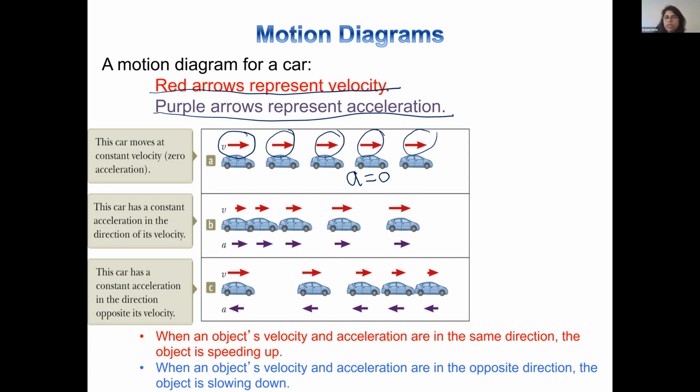And then in the second example, you see that the red arrows keep getting larger and larger, right? That means I am speeding up. When I am speeding up at a constant rate, that means the acceleration stays constant.